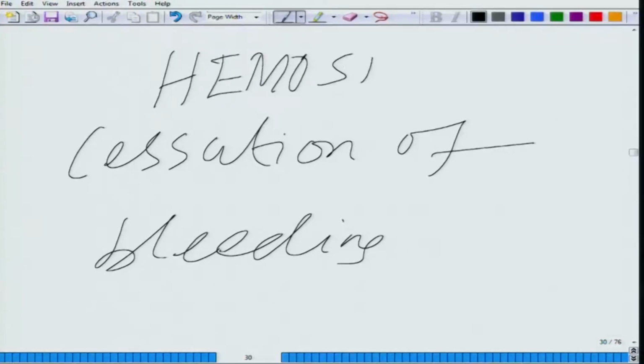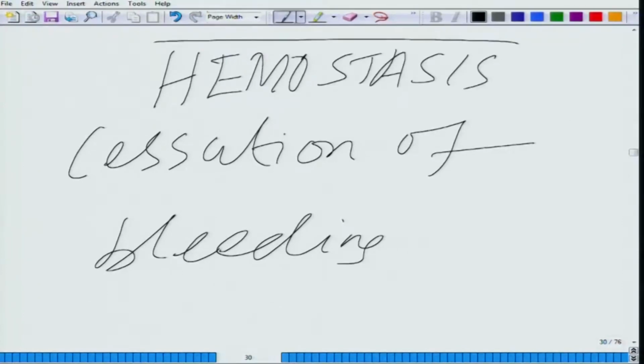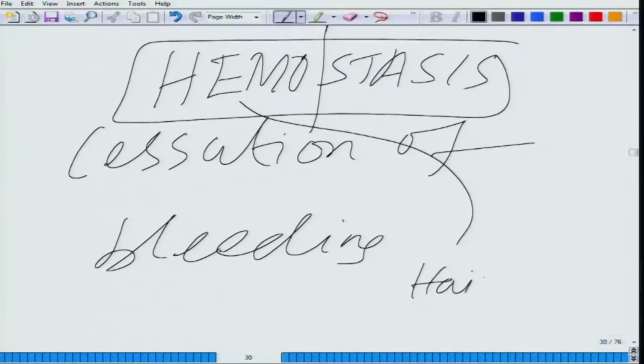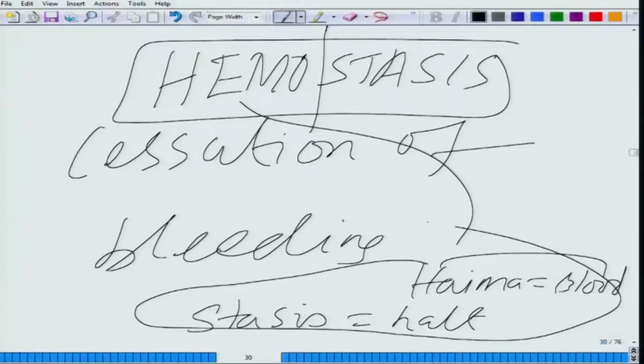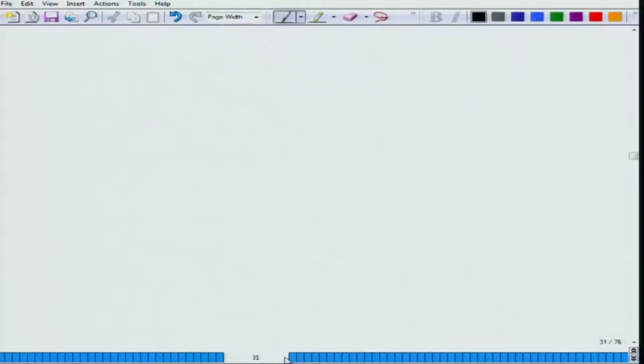HEMO, hemostasis. If you break this word, haima means blood in Greek, and stasis means halt, halting the leakage of the blood. So, now we will start with the vascular phase.